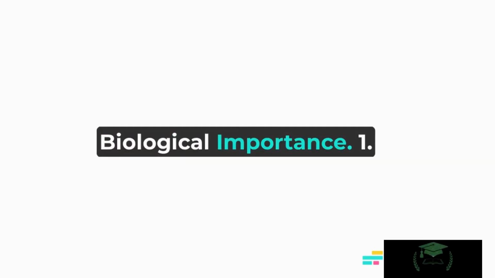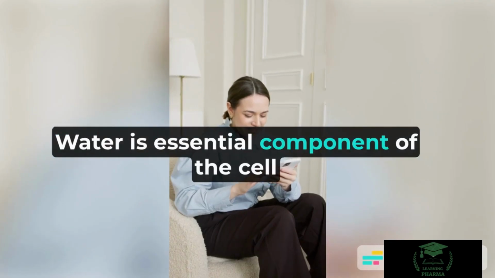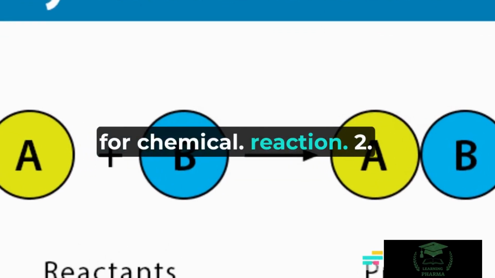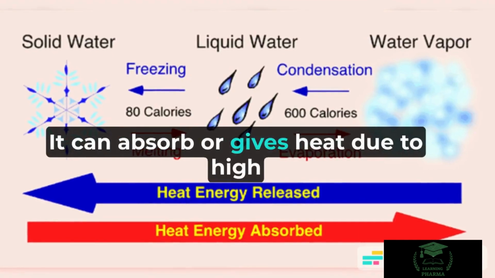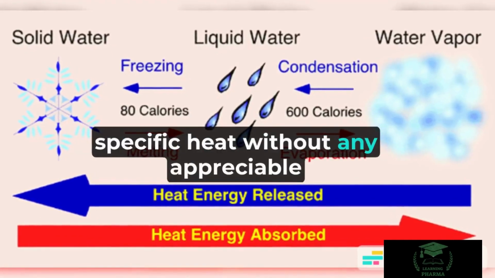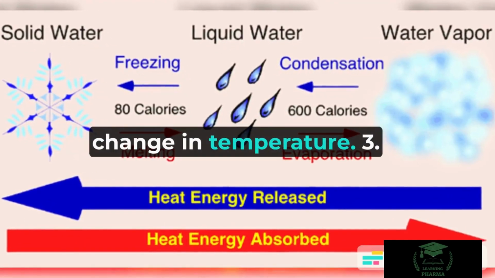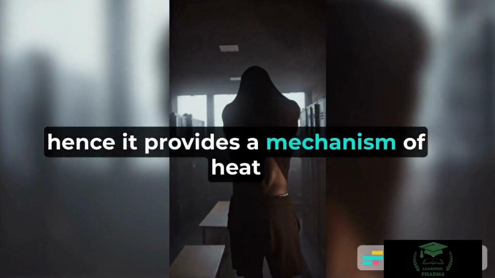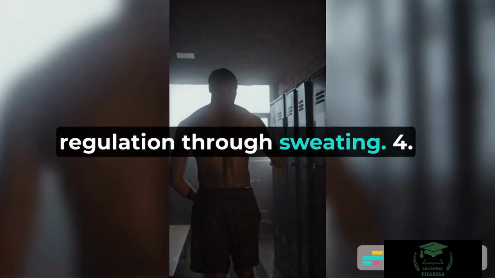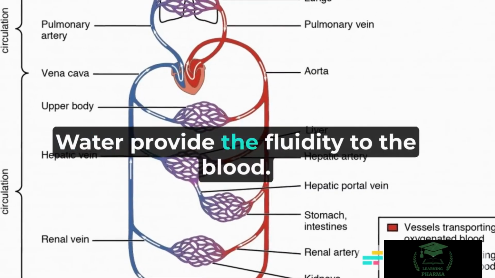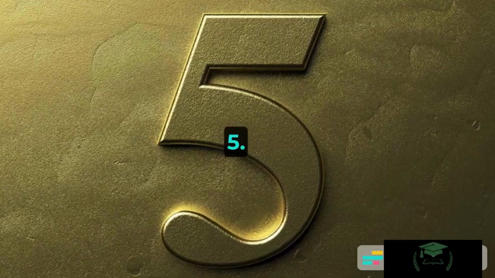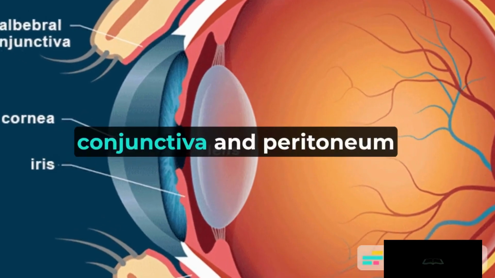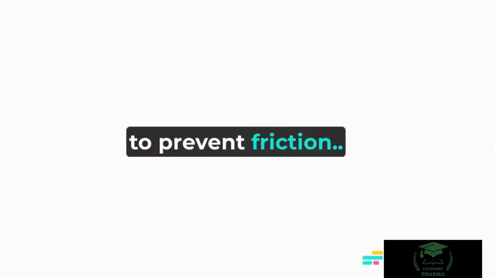Biological importance. 1. Water is an essential component of the cell, providing the aqueous media for chemical reactions. 2. It can absorb or give off heat due to its high specific heat without any appreciable change in temperature. 3. It has a very high latent heat, hence it provides a mechanism of heat regulation through sweating. 4. Water provides the fluidity to the blood. 5. Water provides a lubricant action on rubbing surfaces such as joints, conjunctiva and peritoneum to prevent friction.